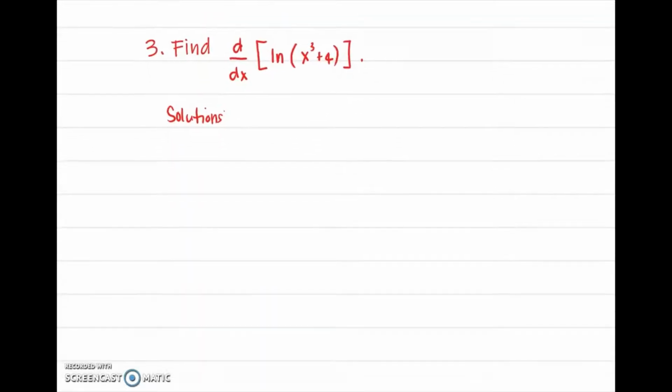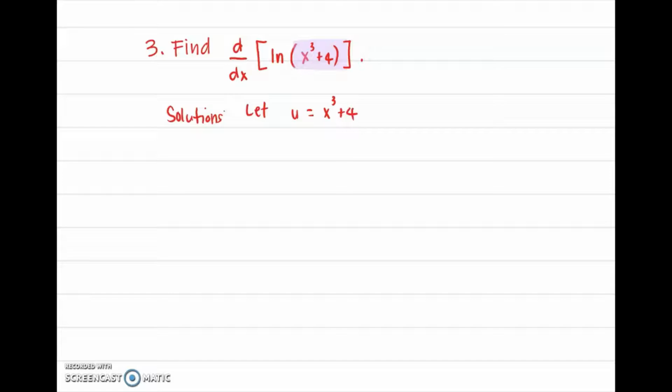Now let's go to our third example. Find the derivative of the natural log of x cubed plus 4 with respect to x. Alright, first step is to identify your u and let your u be the inside function. And our inside function here is x cubed plus 4. So let u be equal to x cubed plus 4.